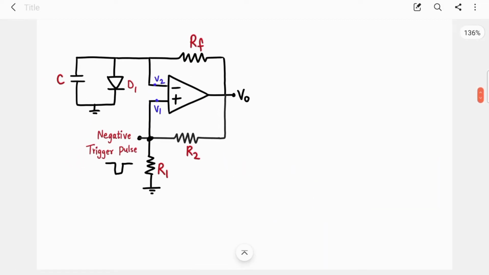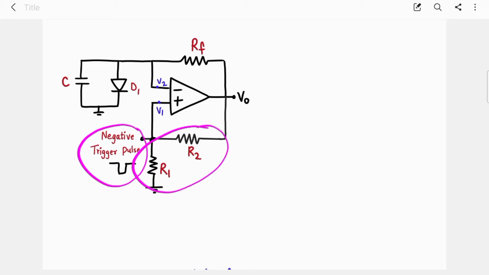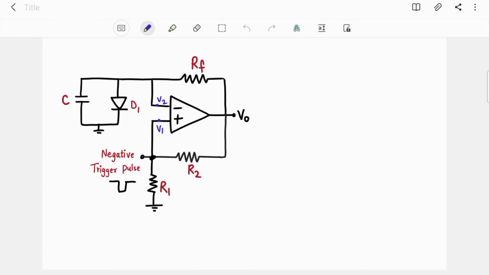Now we will see how this circuit is producing that waveform. So circuit is very simple. You are providing negative trigger pulse at V1, then there is R1, R2 network, then there is feedback resistor RF and one capacitor, one diode connected in parallel and connected to V2 node. Okay. So first of all, how does this circuit go into the stable state, that is Vsat?